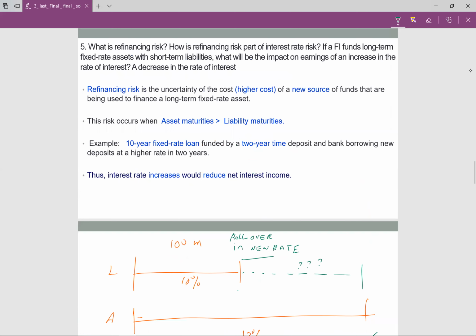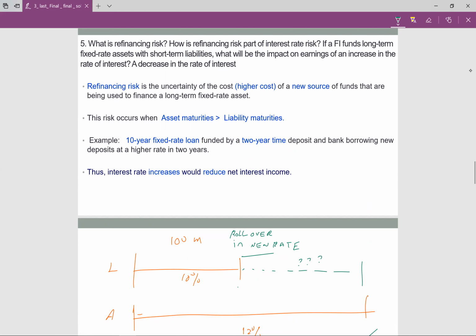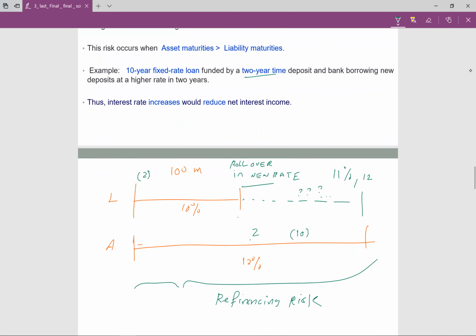So refinancing risk is the uncertainty of a higher cost of a new source of funds. Maybe this will now become 11 or even 12% for new funds being used to finance the long term. The risk occurs when asset maturities, which is this one, 2 years, and this is 1 year, are longer than liability maturities. For example, an asset of 10 years, we say 2 years but it can be 10 years, is financed by 2 years. You can make this 10 years, for example, and this 2 years. Okay. Are we okay, guys?